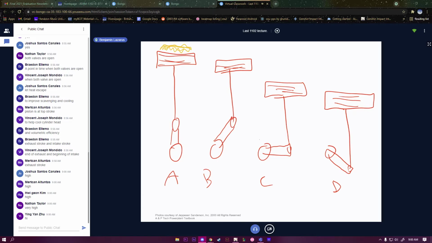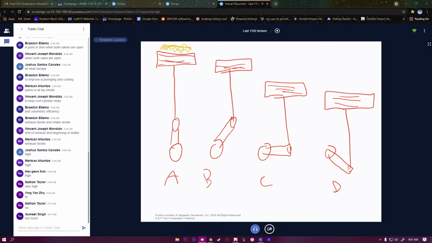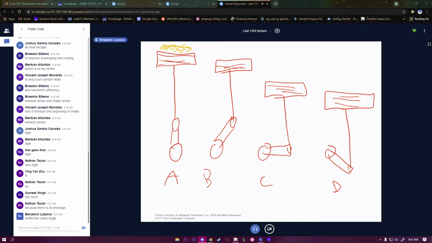What is my crank angle? Like, how much torque will I get in this position? A lot or not much? I've got real high pressure. Will I get a lot of torque here in position A? No. Why not? It has what we're going to call no leverage. So let's call this an ineffective crank angle.